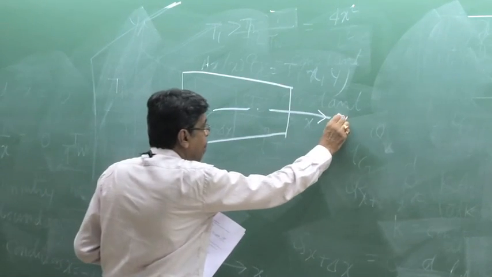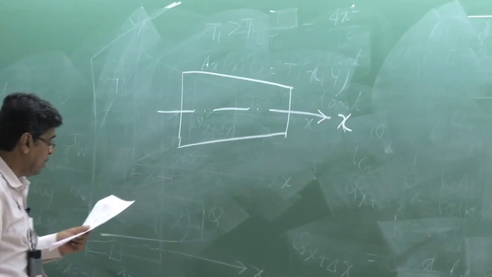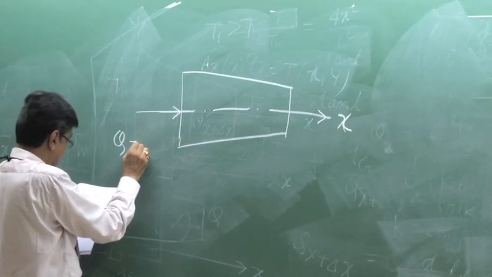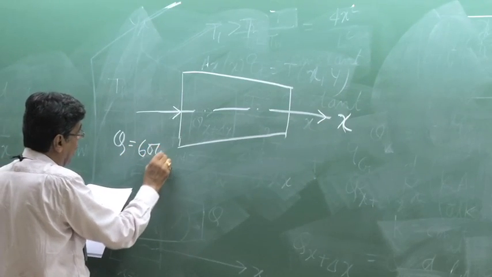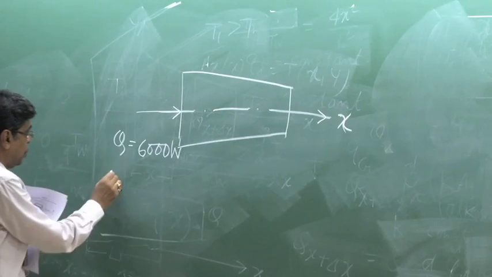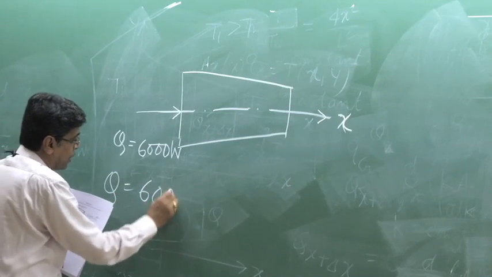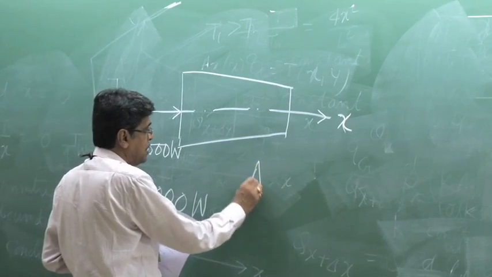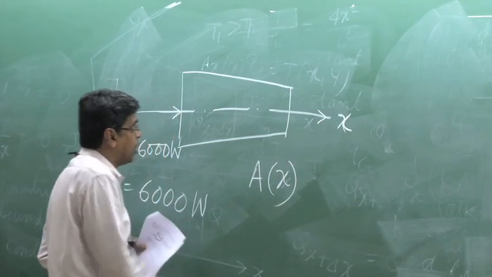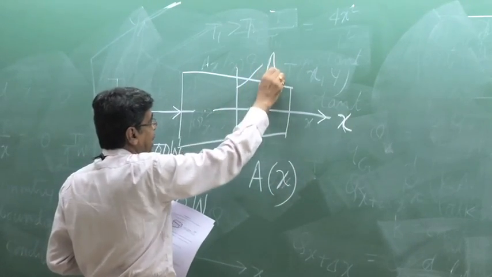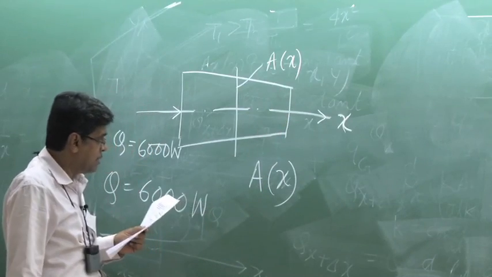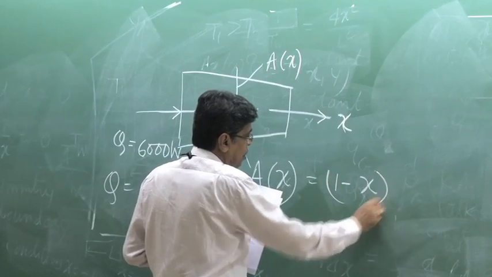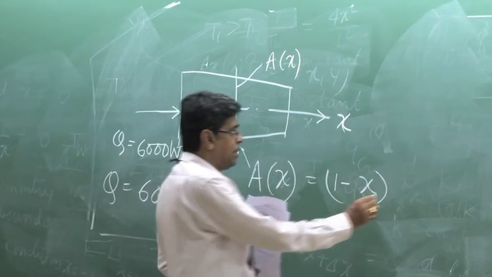This is x, where it is given the Q, the total Q which is coming here is 6000 watt. Q is equal to 6000 watt. Now a steady state heat transfer. Now A(x), here they are writing A as a function of x. That means any cross-sectional area, this is A(x), which is given by 1 minus x, where x is in meter and this is in meter square.